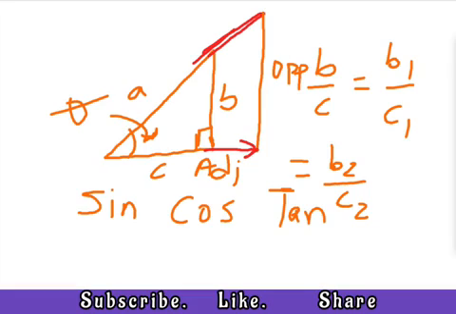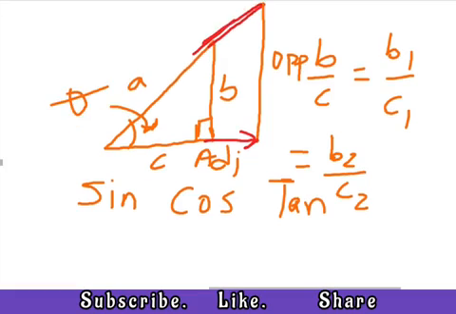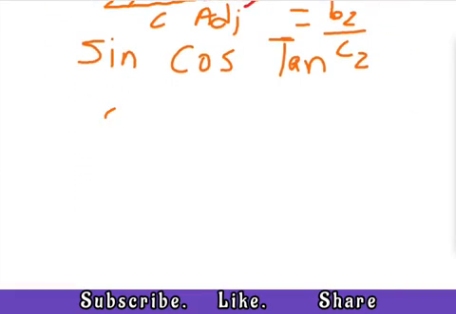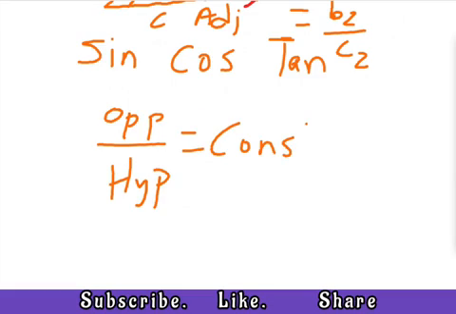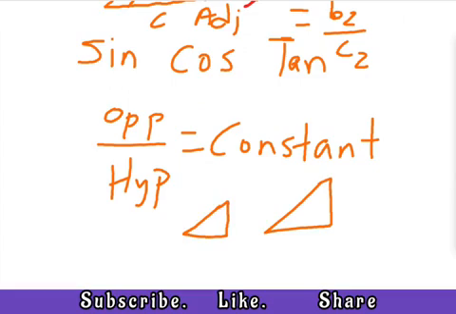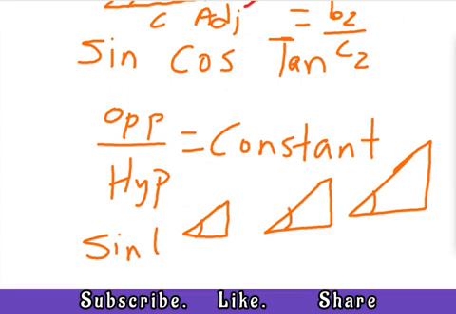So, when the ratio of the opposite to the hypotenuse does not change, remember we said sine is the one that studies what? Opposite over hypotenuse. So when this opposite over hypotenuse remains constant, regardless of the size of the triangle, if we have different sizes of triangle, one size, another size, another size, but one thing is common: the angle is the same. If the angle is the same, it means that the ratio of opposite to hypotenuse will be constant. That is what we refer to as sine theta.